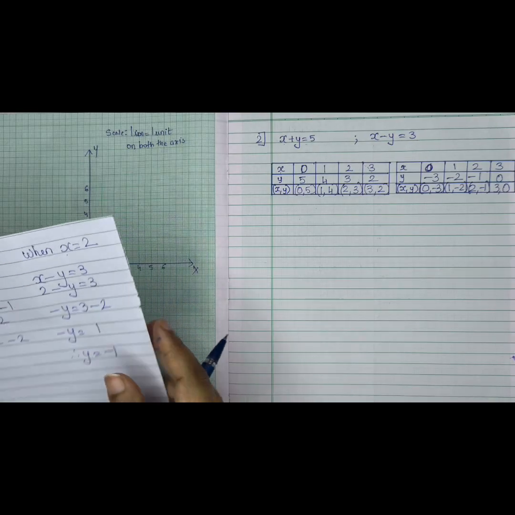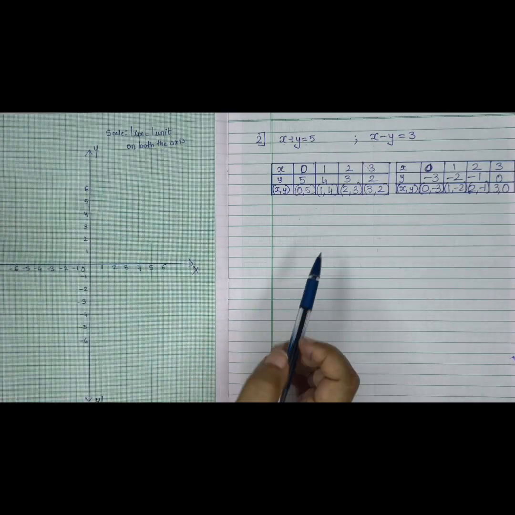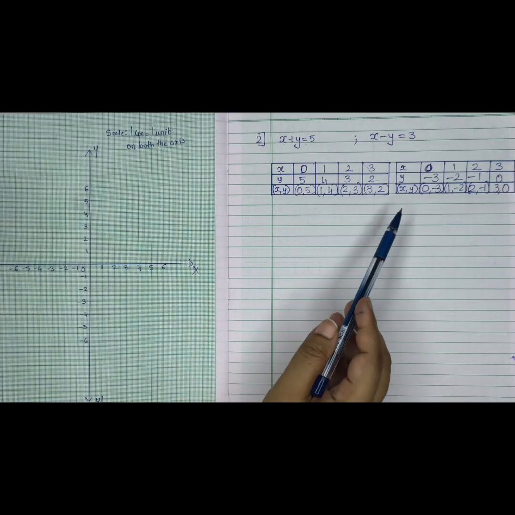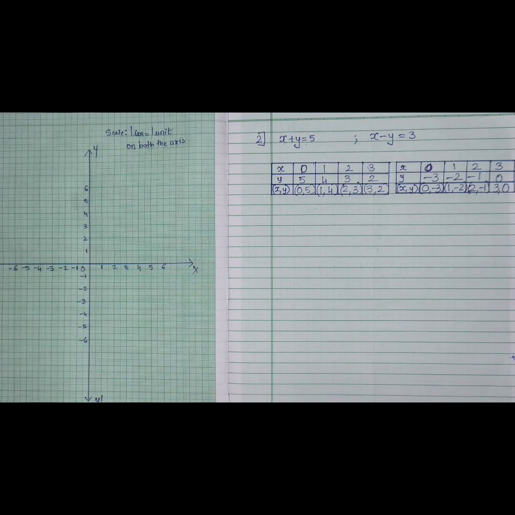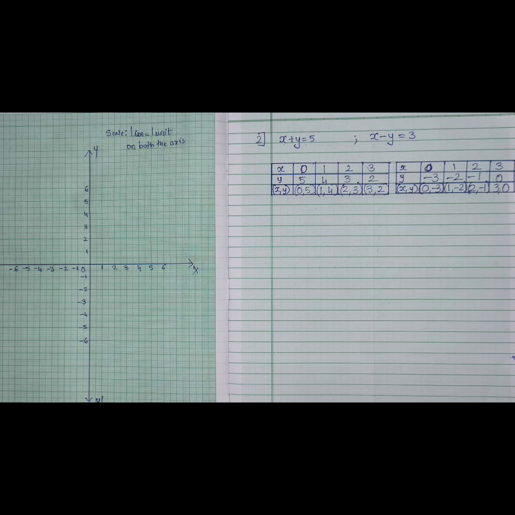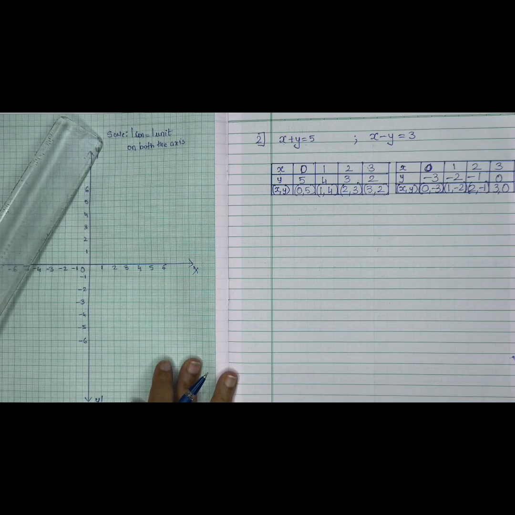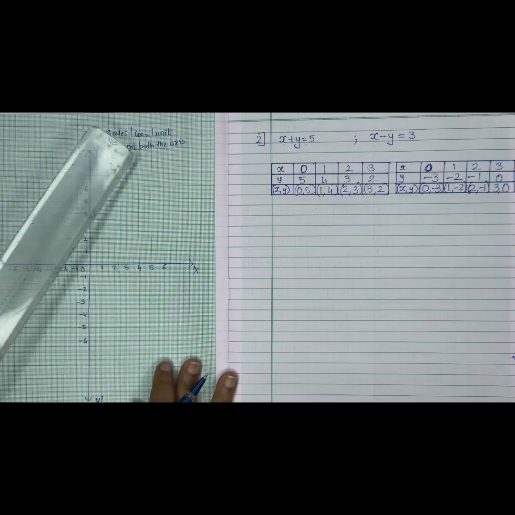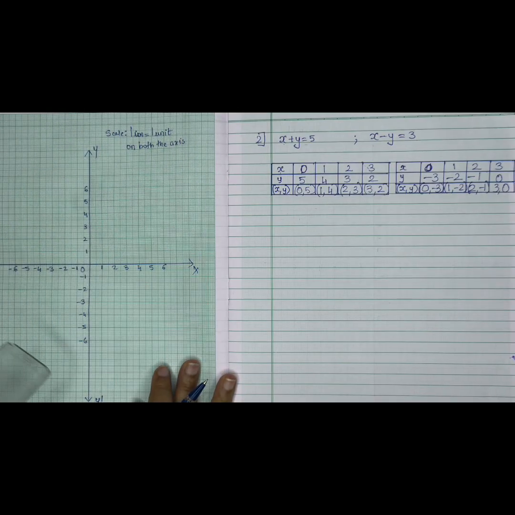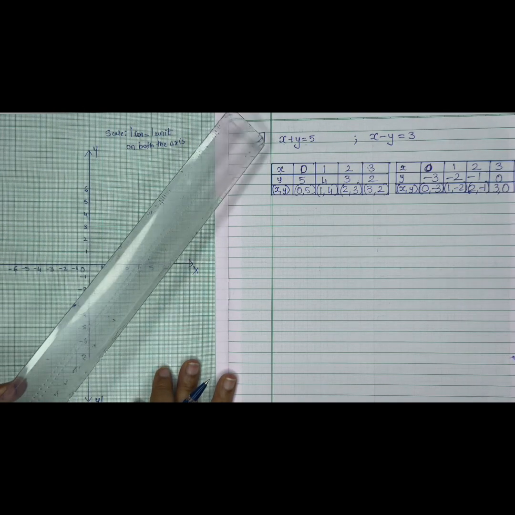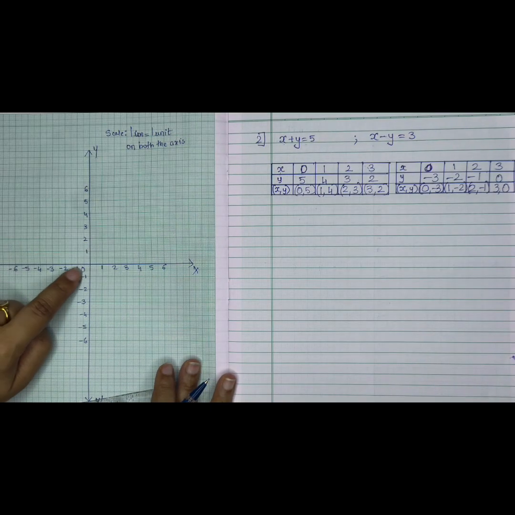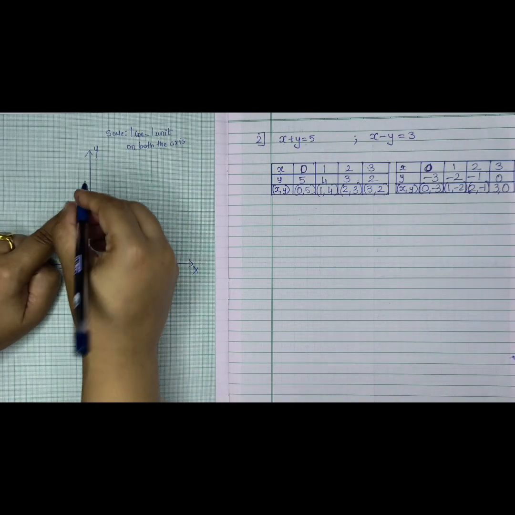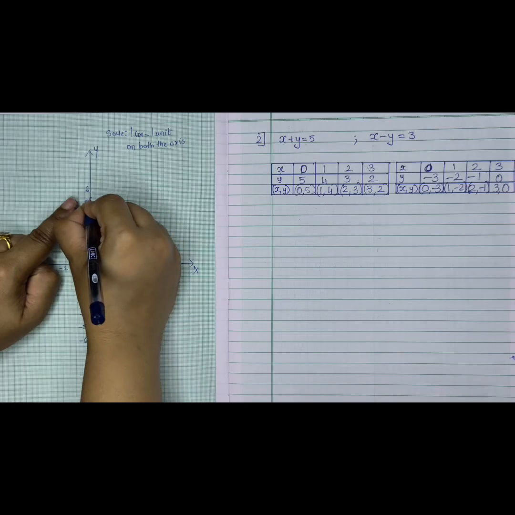Now after finding both the values of x and y everywhere, we will plot it on the graph. I've already drawn the x axis and the y axis on the graph. Write the scale: 1 centimeter is equal to 1 unit on both the axes. Now see the first one. X is 0, y is 5. So x is 0 and y is 5. First point we get here.